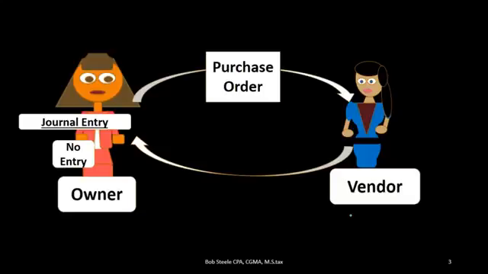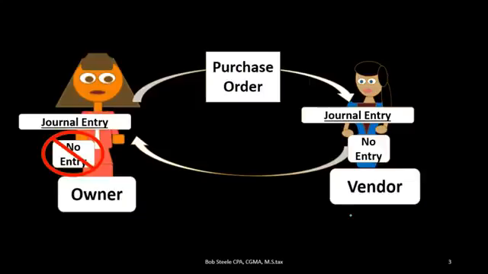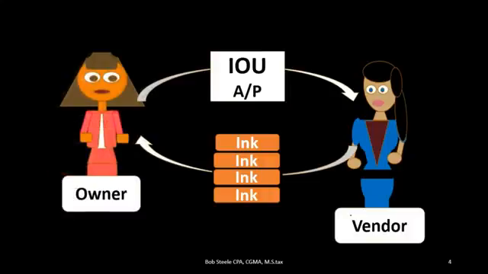We're not recording anything. We haven't received the goods. We haven't made a payment. We're just requesting the goods. No journal entry on our side. And of course, no journal entry on the vendor side as well. Then what's going to happen, of course, is that the vendor will ship the goods and services.